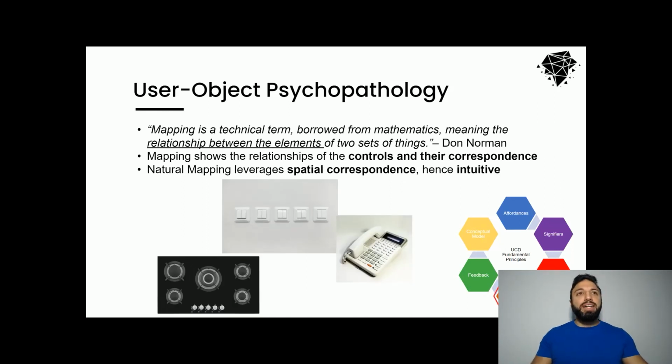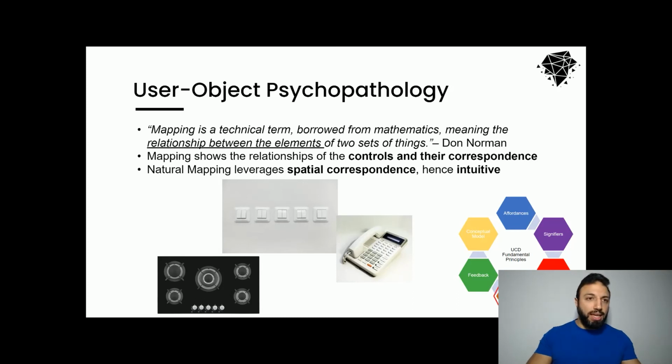Mapping. Mapping is a very good one, again, I'm going to go with the Don Norman quote here. Mapping is a technical term borrowed from mathematics, meaning the relationship between elements and the sets of things. So here, this is a very easy one to understand. When you enter a new building or a new apartment or whatever, and you start flipping the switches to get to the right light that you want to turn on, if you had that struggle before, what you suffered from basically is a mapping issue, i.e. you didn't know which switch turns on which light.